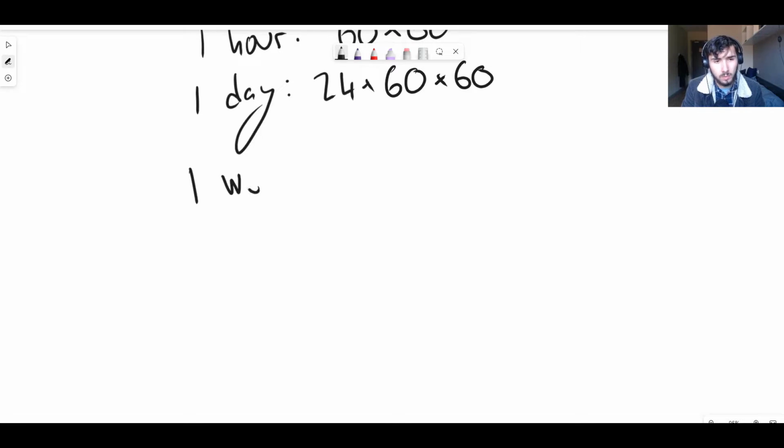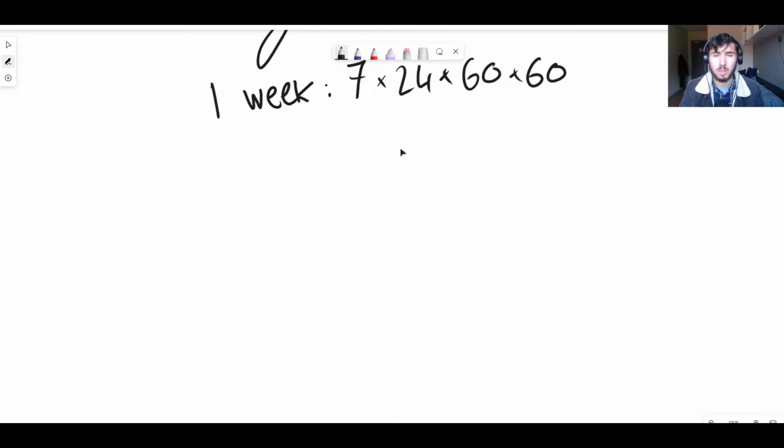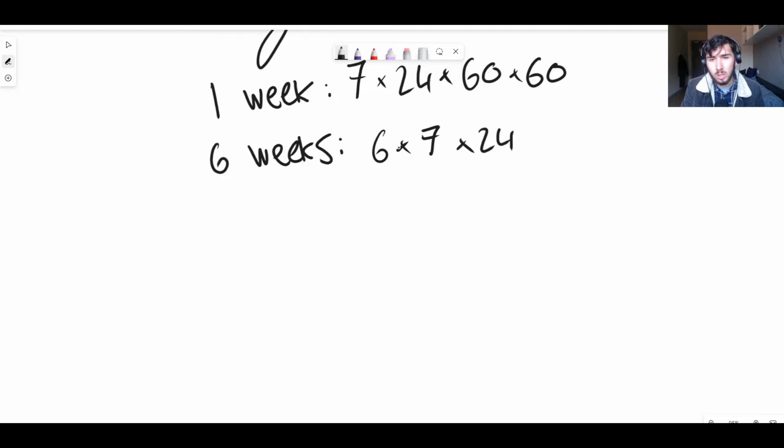What about 1 week? How do we find the number of seconds in 1 week? Well, it's the number of seconds in 1 day, but times 7. So it's 7 times 24 times 60 times 60. It's just the 1 day, but 7 times bigger because there are 7 days in 1 week. And finally, what about 6 weeks? In 6 weeks, there are 6 times the number of seconds that there are in 1 week. So it's 6 times 7 times 24 times 60 times 60.